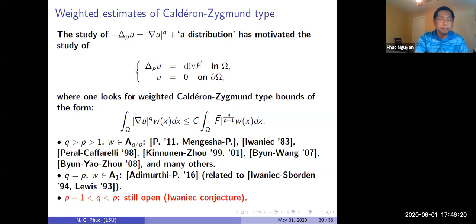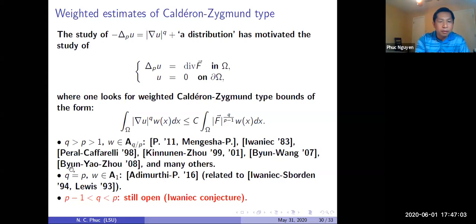For the case when the weight is 1, this was first done in the work of Iwaniec. You can also find it in the work of Byun, Kinnunen, Lewis, and many other works like Kinnunen and Zhou on nonsmooth domains, Byun and Wang, and many others. And for the linear case, this is a classical equation, and it was done, for example, in one of the papers of Di Fazio and many others. But here I'm talking only about the case Q bigger than P for the general p-Laplace operator.